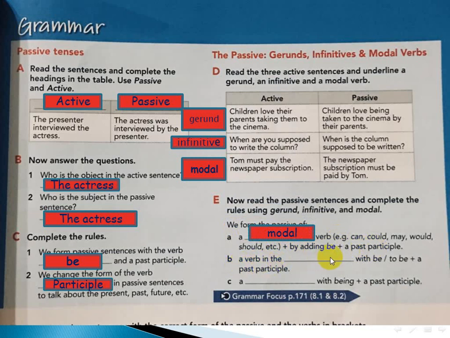Now, a verb with be or to be plus a past participle. In which case do we use to be plus a past participle? I think we use it in this case, to be plus past participle, so we have to use infinitive. 3. A verb with being plus a past participle. When I use being plus a past participle, I think we use it here, being taken. So the answer is gerund. So this is the first part in your book.